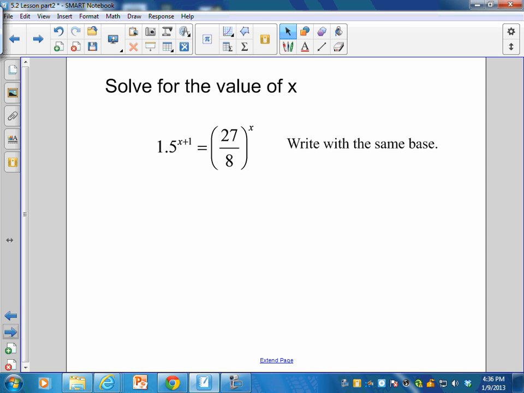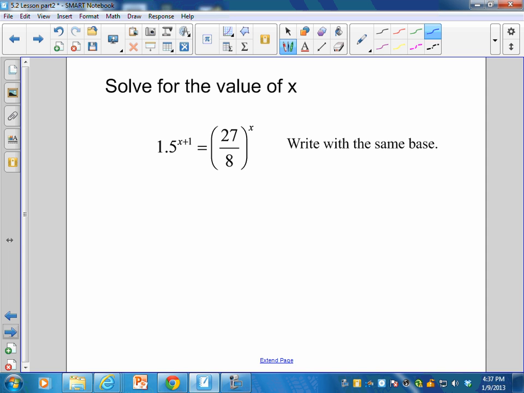Okay, this next example is even more tricky than the other one. The problems in the book are not going to be quite like this; these would be the hardest ones you would do in the book. So 27/8: 27 is one of those powers of 3, 3 times 3 times 3 is 27, and 2 times 2 times 2 is 8.